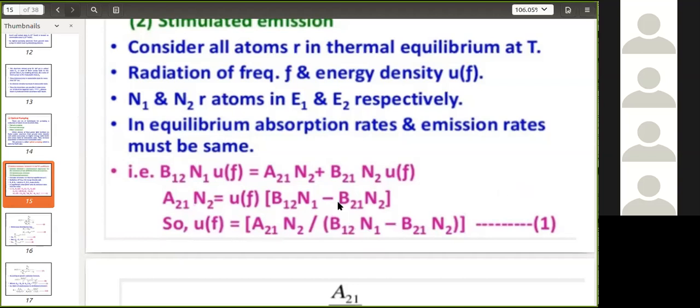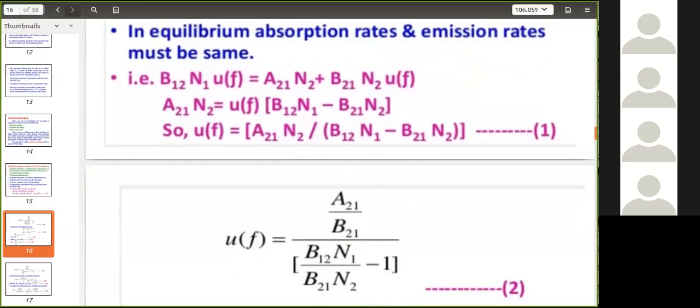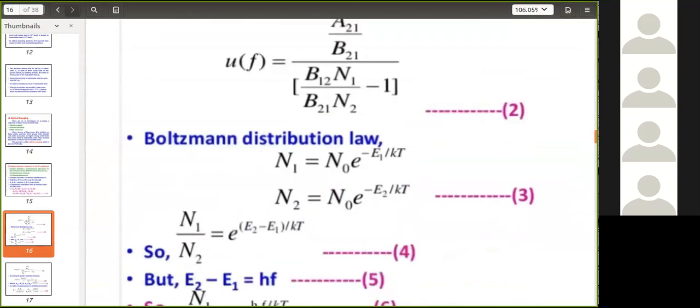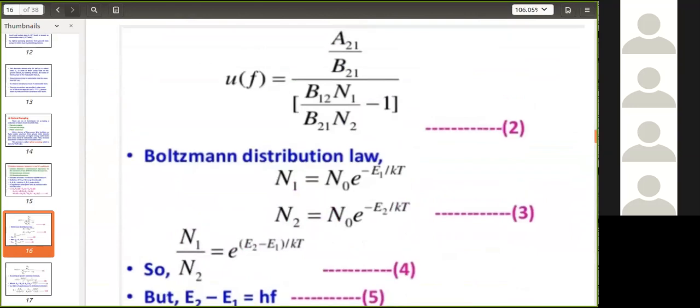तो इसको थोड़ा रीअरेंज करोगे तो तुम्हें दूसरा वाला इक्वेशन मिलेगा. इक्वेशन 1 को थोड़ा रीअरेंज करने से हमें मिलता है इक्वेशन नंबर 2. Where we get the energy density UF is given by A21 by B21 divided by B12 N1 by B21 N2 minus 1.